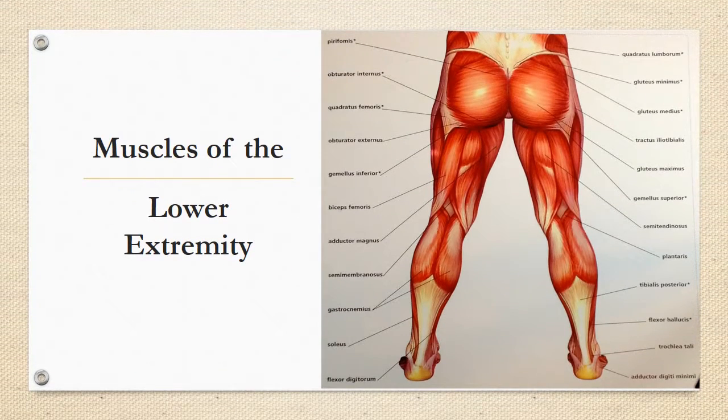So talk about the picture here, the muscles of your lower extremity: buttocks, gluteus maximus, biceps, adductor magnus, semimembranosus, semitendinosus, tibialis, flexor, soleus. This is that calf muscle. Good stretching.